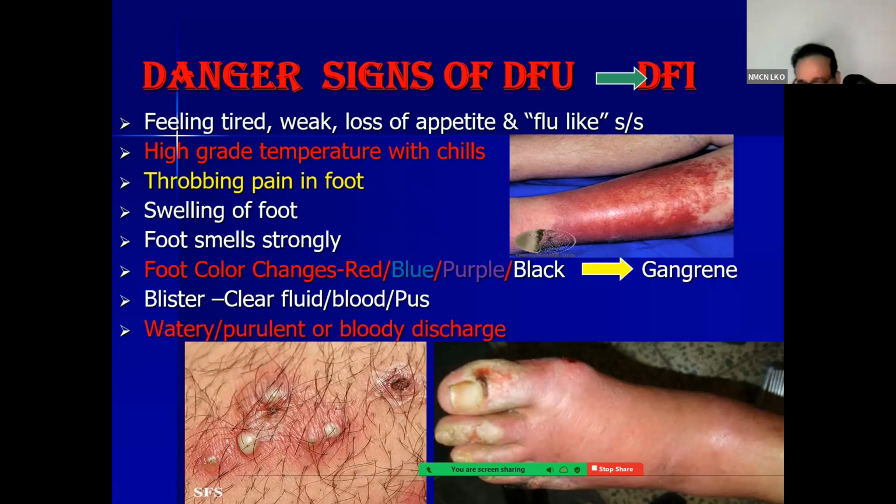There are certain danger signs of diabetic foot ulcer. You are dealing with a diabetic foot ulcer patient. He keeps on coming to you frequently. And if either of these signs are there, you should be cautious. Yes, now the patient's ulcer is getting infected.